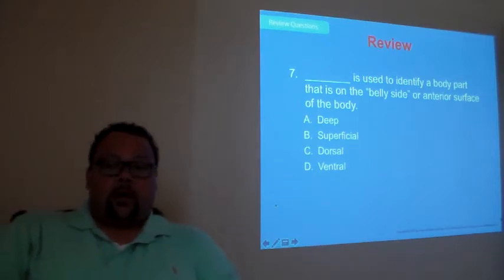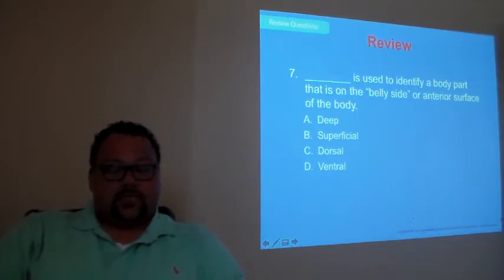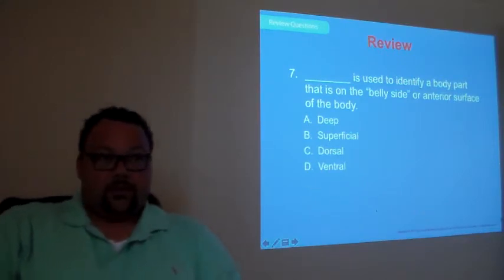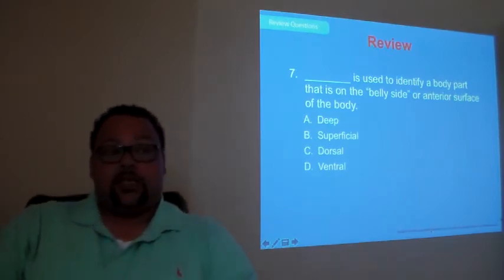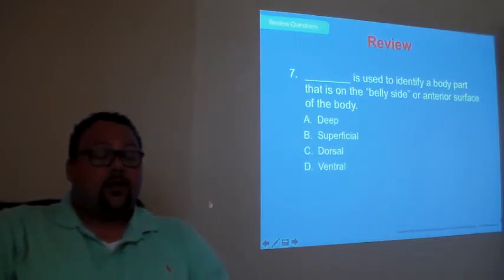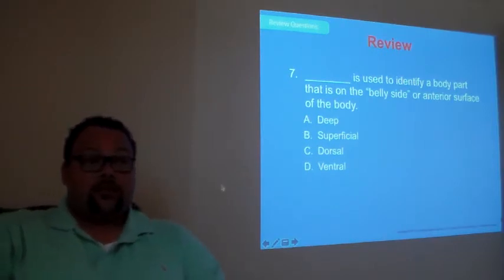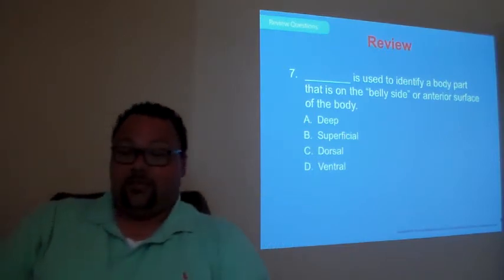Blank is used to identify a body part that is on the belly side or anterior surface. Is it deep, superficial, dorsal, or ventral? Which one? Okay. Remember, we talked about this. The belly. Deep means that something is deep. Superficial means something's on top or on the outside. Dorsal means something is on the back. Ventral means that something's on the belly. There you go. So it's D, ventral.